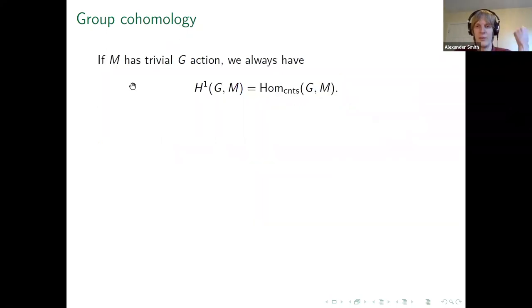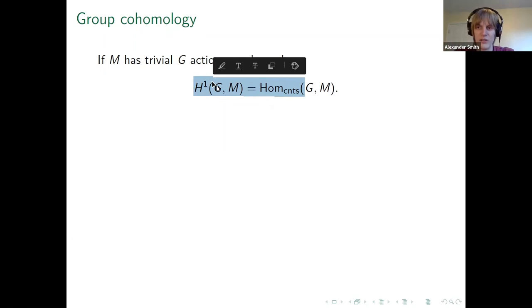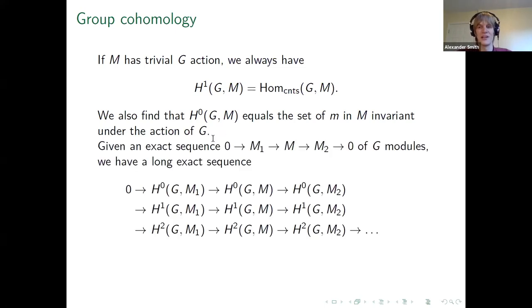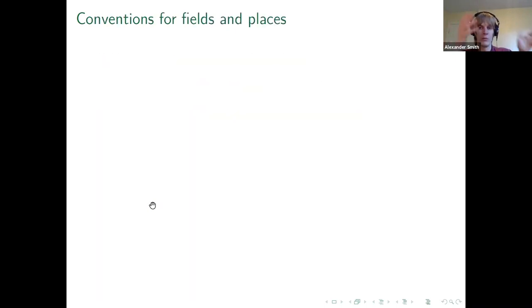In particular, if M has a trivial G action, we notice that H^1(G, M) is the set of continuous homomorphisms from G to M. So if you haven't thought about group cohomology before, every time I use the term H^1, just think about continuous homomorphisms from the group G to M. Now, H^0(G, M) is also very simple to describe. It's simply the set of elements of M that are invariant under G. And you can, in fact, define H^i(G, M) using derived functors from this H^0. And we get a long exact sequence, as we always do. This is crucial to understanding Selmer groups. Okay, so that's the cohomology we need.